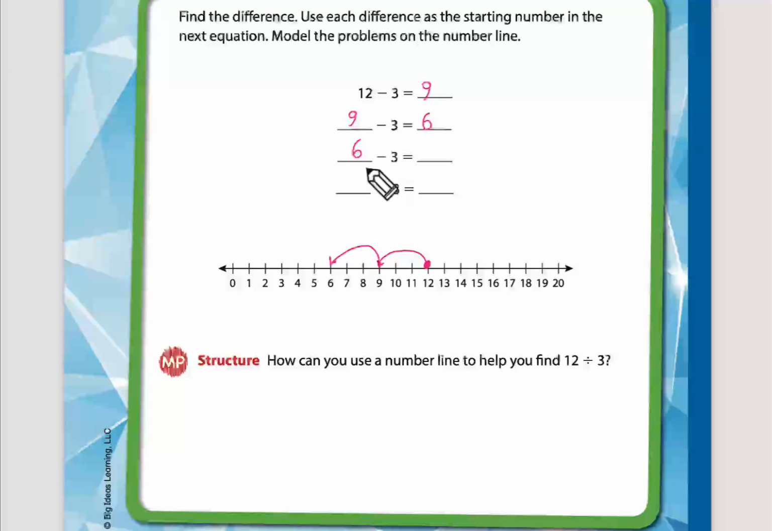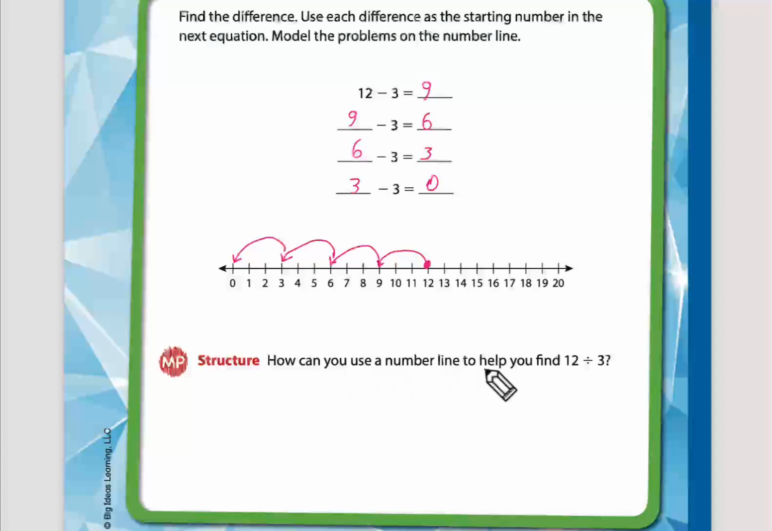Now we need to find 6 minus 3. Yes, it's 3. Okay, so we go here. Of course, it's 3. And we take the 3 to the next equation as the starting number. 3 minus 3. Of course, 0. So now we reach 0. And we have this question here.